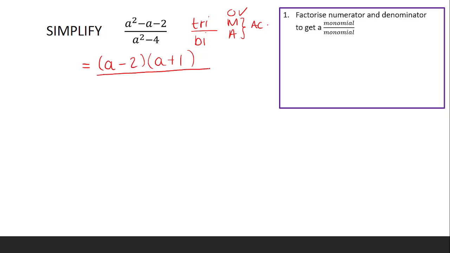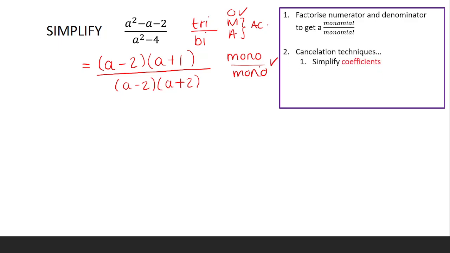Now let's look at this denominator. It's a binomial. Well, we can't take out a common factor. I'm seeing dots though, because I've got a square number minus a square number. So a minus 2, a plus 2. So now I've got a mono over a mono. Step 1 done. Step 2, simplify coefficients.